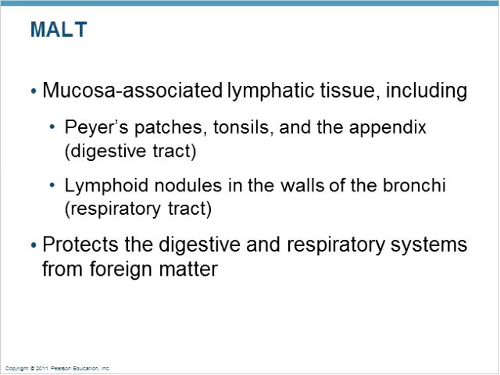We also have MALT, which is mucosa-associated lymphatic tissue, including Peyer's patches, tonsils, and the appendix of the digestive tract, and the lymphoid nodules in the walls of bronchi in the respiratory tract. They help to protect the digestive and respiratory system from foreign matter.